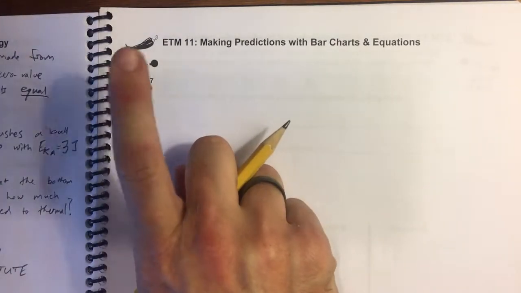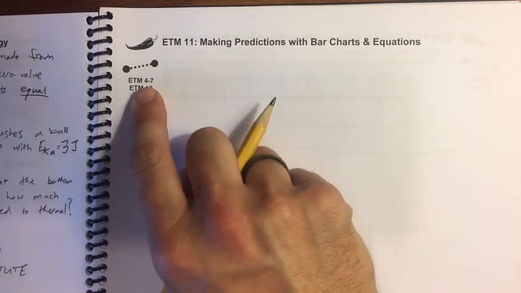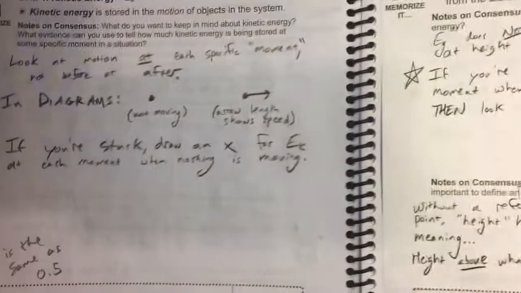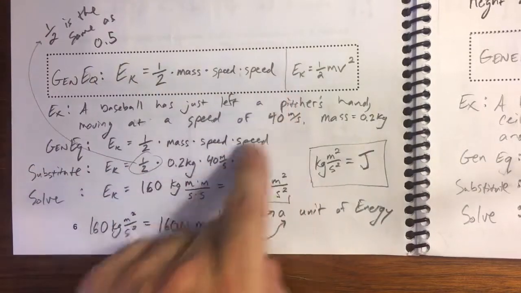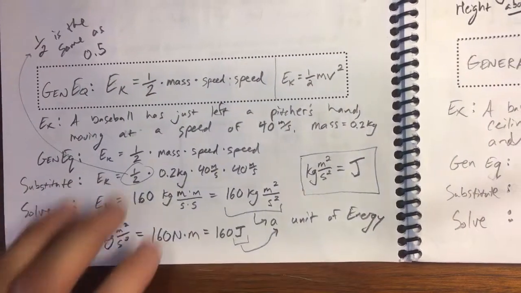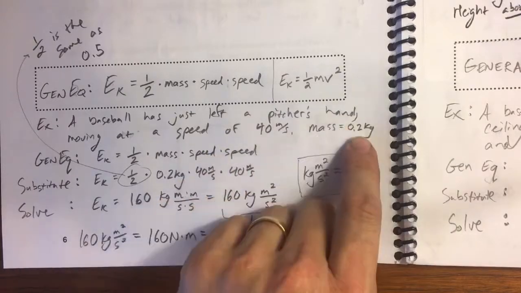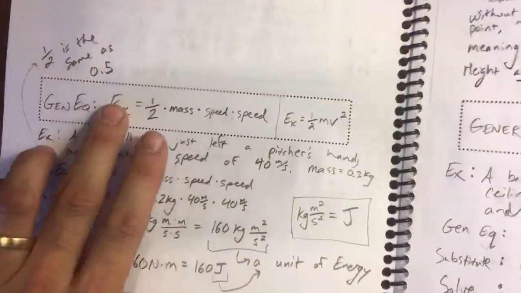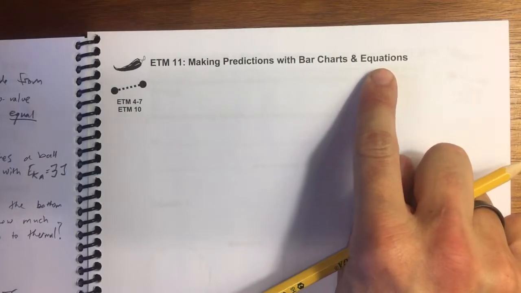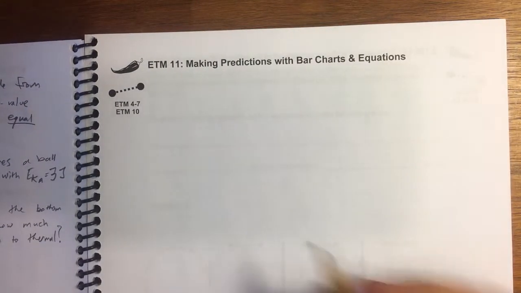Notice this says that we want to connect our thinking to ETM 4 through 7. So just to remind ourselves, ETM 4 is about kinetic energy, and we saw this example down here about how to use this general equation. A baseball has just left a pitcher's hand, moving at a speed of 40 meters per second. We know the mass of the baseball and gravitational energy is here. The idea is that we can use all of these general equations that we went over in ETM 4 through 7 or 8 or whatever it was with our bar charts to think about how to make predictions. So let's do an example here.